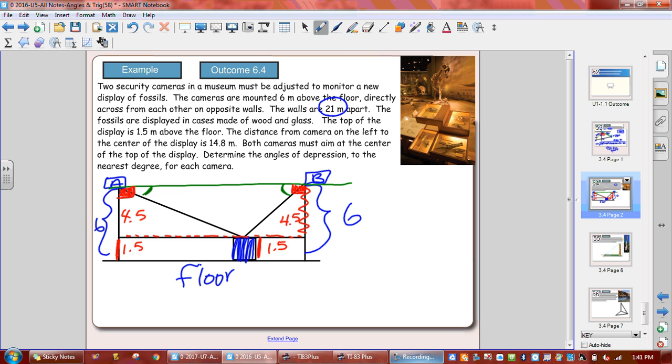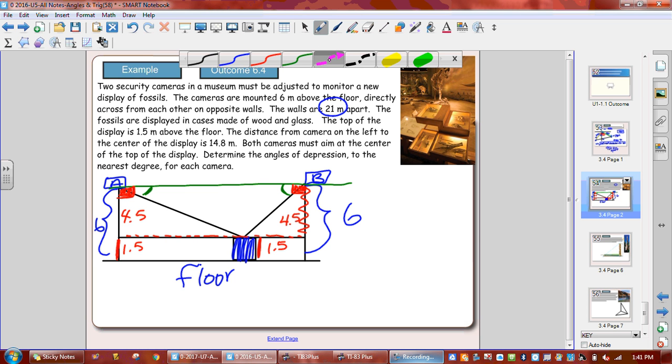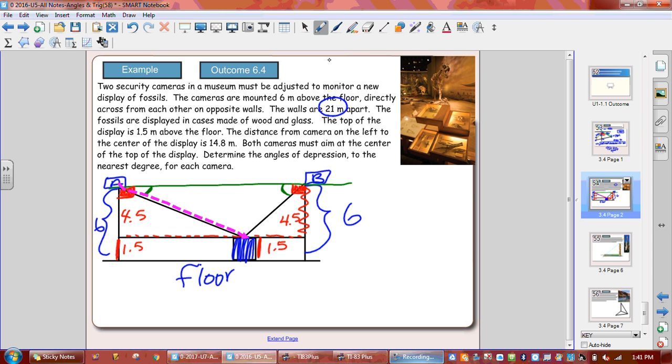So, it also tells us that the distance from the camera on the left to the center of the display is 14.8. So let's watch the way that I'm going to follow my line here. Camera A to the middle of the display. The diagonal line is 14.8. Okay, so we know a little bit about that triangle. So now, if I know that this whole angle up here gives me 90, and I need to find the angle of depression, I can find this part of the angle first, and then just subtract from 90.